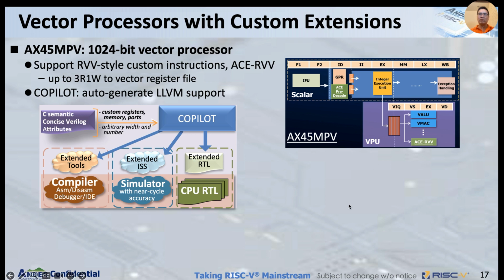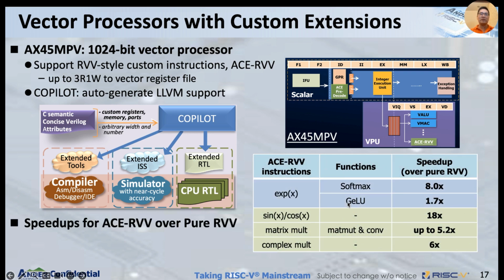computation. So we have done some benchmarking looking at some of the different algorithms, the speed up of ACE RVV over pure RVV. For different algorithms such as exponential, sine, cosine, matrix multiplication, convolution, and complex multiplication, the speed up ranges from 1.7x to 18x, showing very good performance enhancement with ACE RVV over pure RVV, which brings a lot of benefit for AI type of workload.